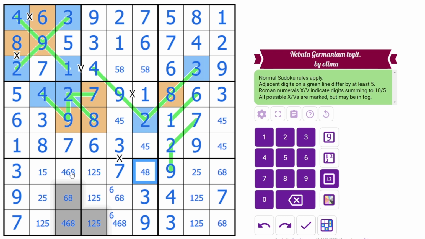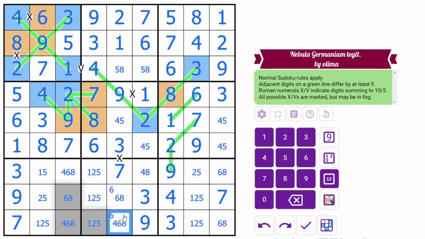What am I missing now? Yeah, come on. Six, two, one, five, eight, six, eight. Six is one of these two. This is 1, 2, 5. This is 4, 8. This 4 is here or here.